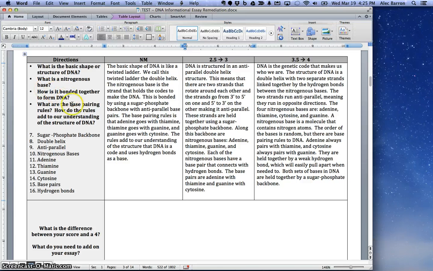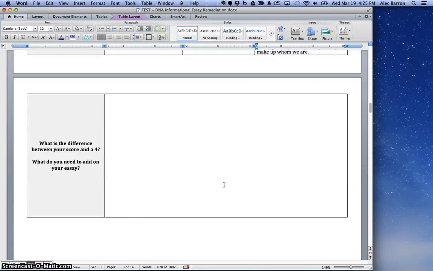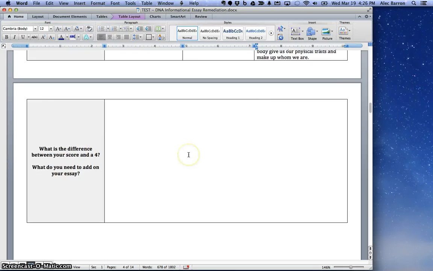Like we have to use all of these words to explain the basic structure of DNA. And you'll see this scholar says there are 2 strands that rotate around each other. That explains the double helix. But just saying 3' to 5' and 5' to 3' doesn't define anti-parallel. Instead, this definition makes more sense for anti-parallel, meaning they run in opposite directions, the 2 strands, and the molecules are upside down from each other. So you'll see those differences between each column, and for each paragraph you have to write down your improvement plan about what the difference is between your score and a 4.